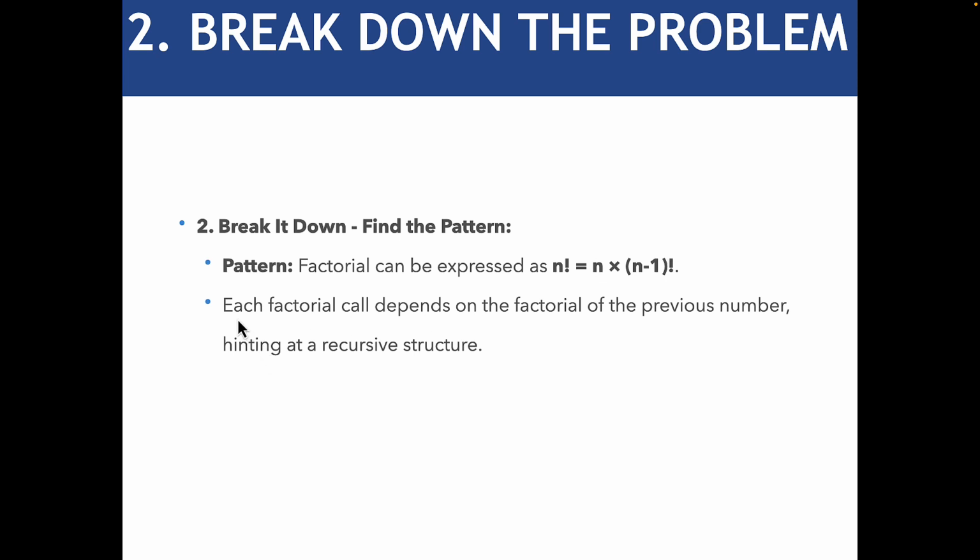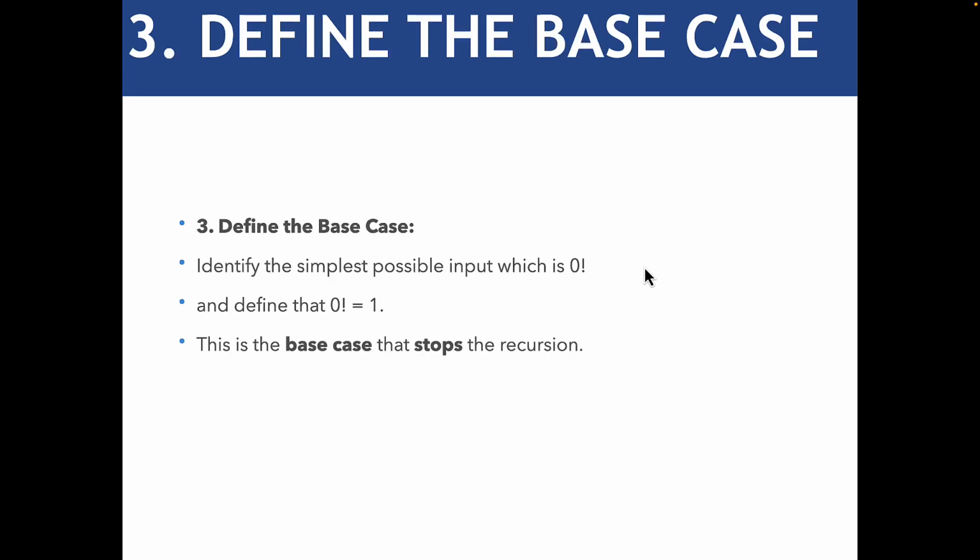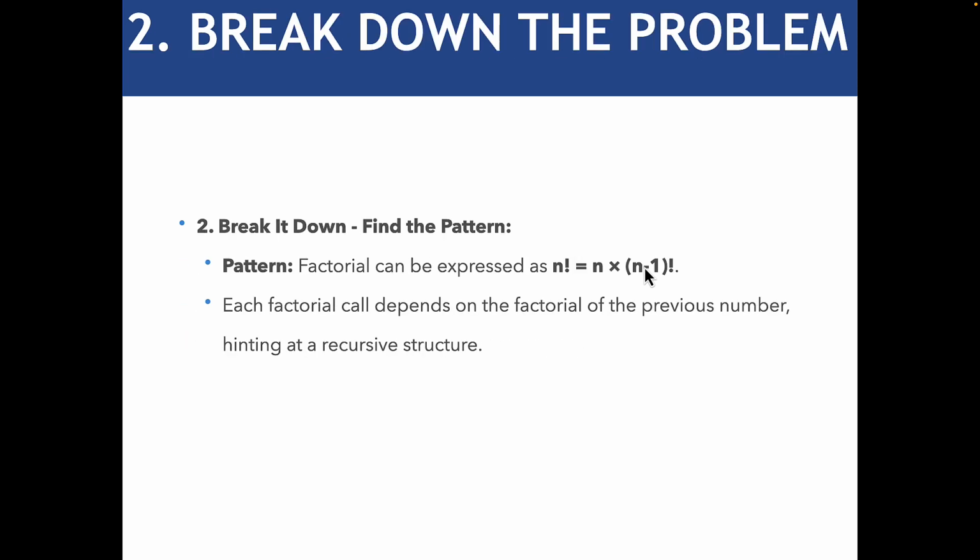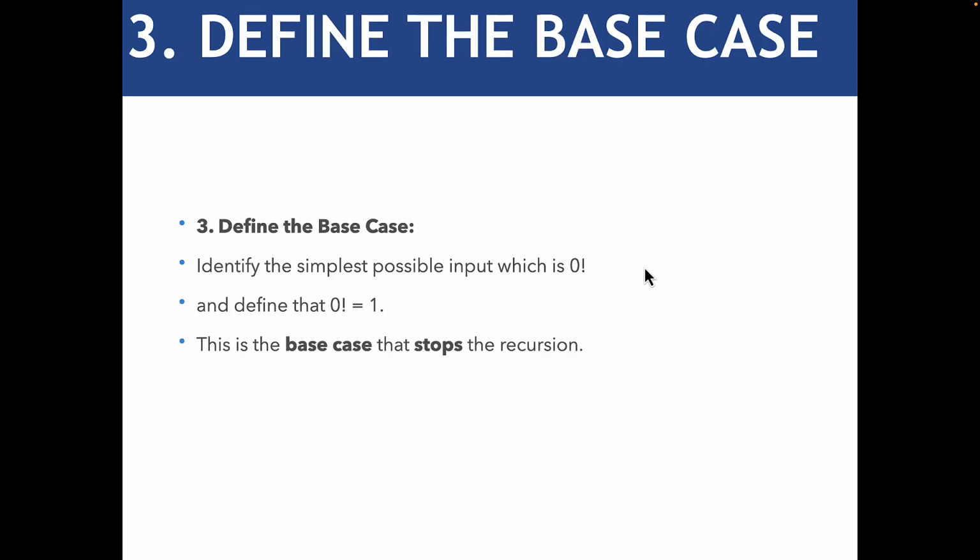So here the observation is that each factorial depends on the factorial of the previous number. So now (n minus 1) factorial is going to be equal to (n minus 1) multiplied by (n minus 2) factorial, and so on. So this is the recursion relationship that I need to identify. This is the recursive case. And now I define the base case.